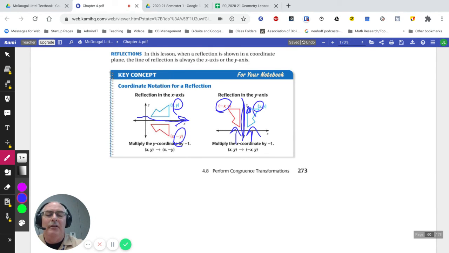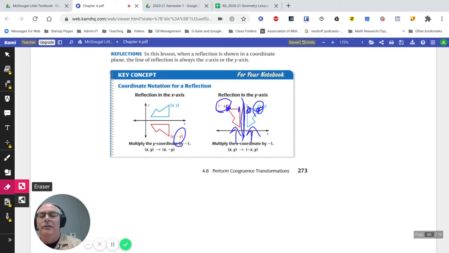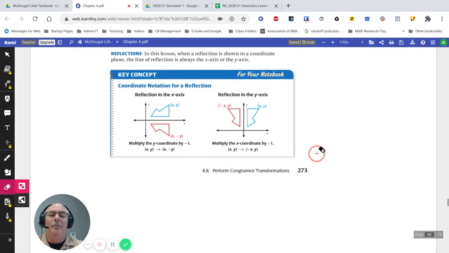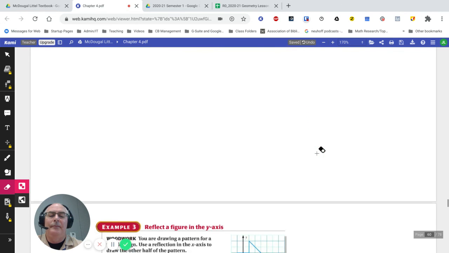So if this is 1, that's -1. If this is 5, that's -5. So my y value doesn't change, but my x value just becomes the negative. So depending on if I'm reflecting around the x or y axis, around x, y becomes negative from its original value. If it's around the y, x becomes negative from its original value.